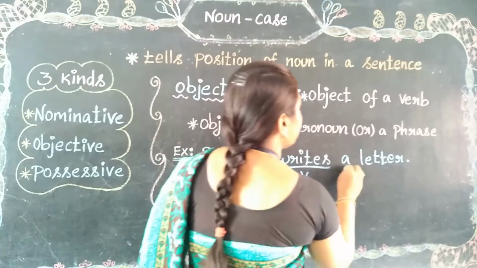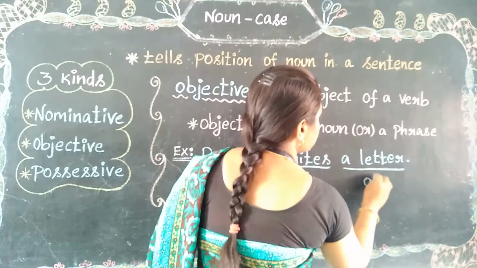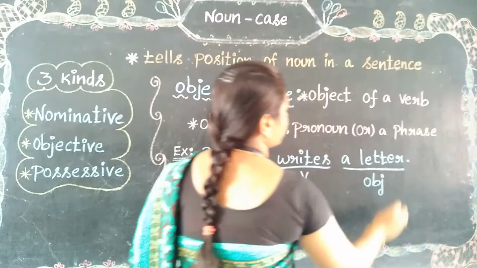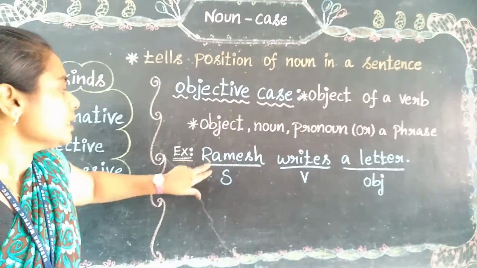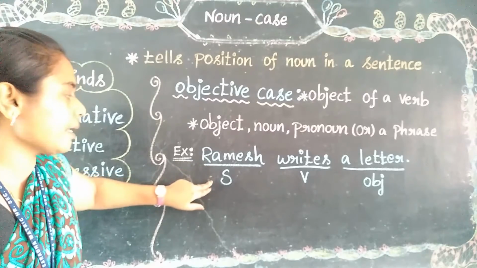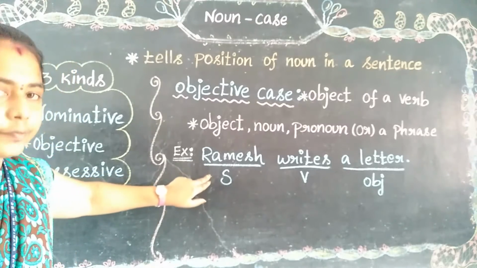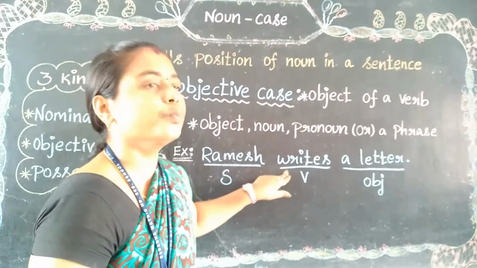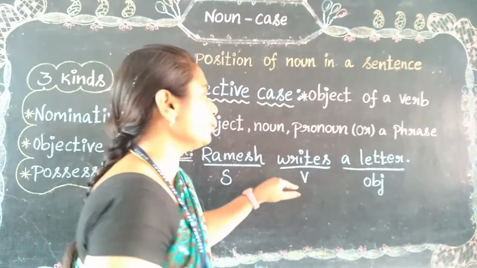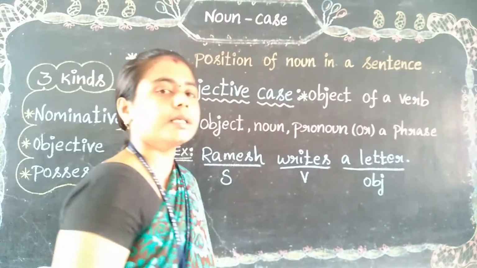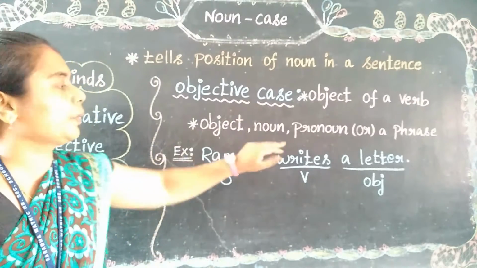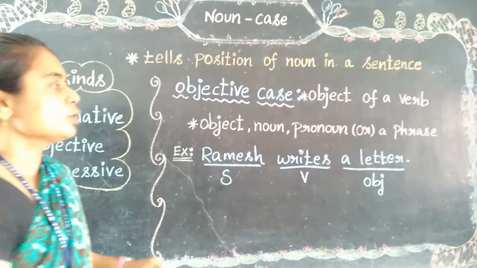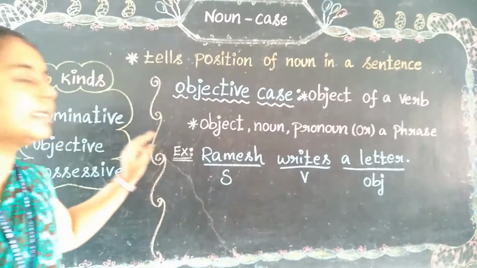Yes. See here, a letter. So a letter is exactly an object. Already we knew that Ramesh is acting as a subject, the doer of an action, the beginner of the sentence. Writes is a verb, an action word. Then here letter is exactly an object, you know that. So that is the objective case in a sentence.